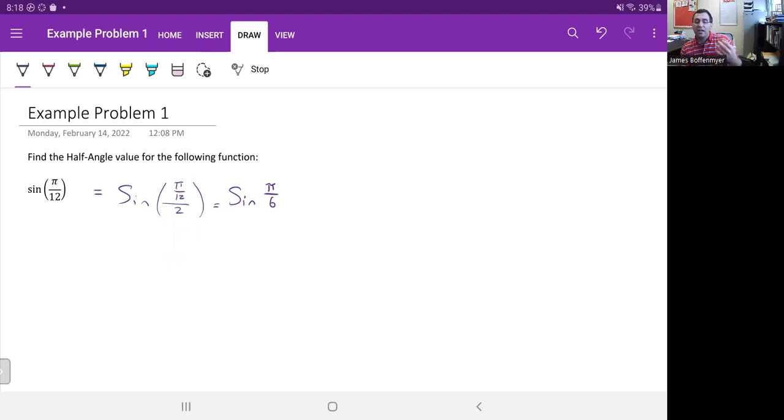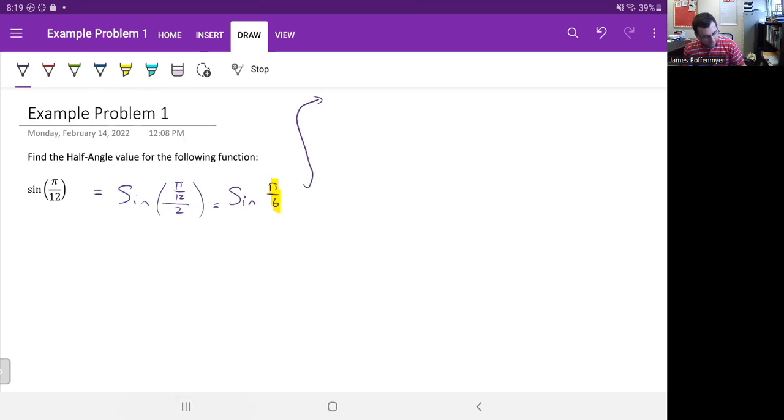All right, so now we can utilize the half angle formula and start figuring out what our angles are. So whenever we're doing the half angle identity, the angle that we're going to be using is that pi over 6. So whenever we actually do the arithmetic, we're going to be using that pi over 6 value.